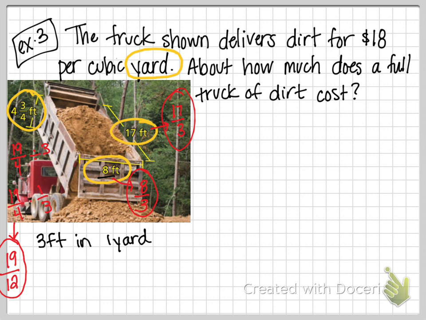We're going to do our length times our width times our height. So that's going to give us the volume in cubic yards. What's 8 times 19 times 17?